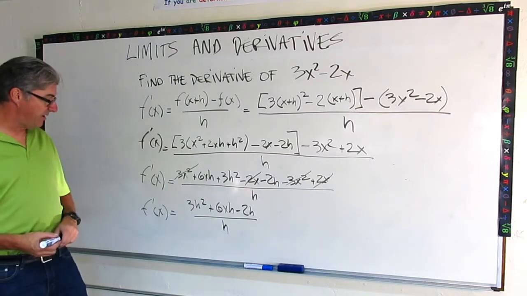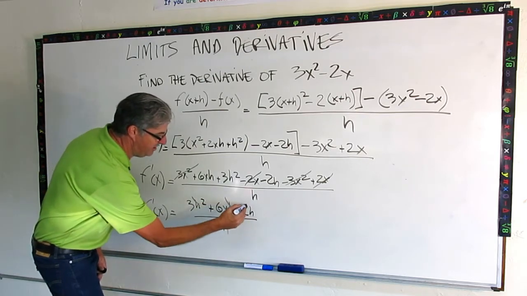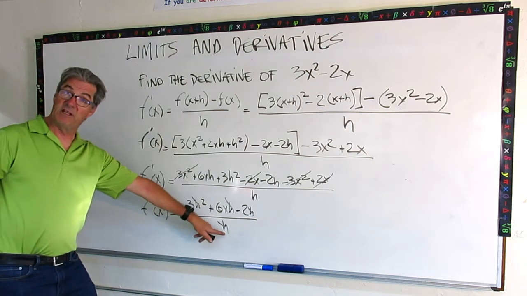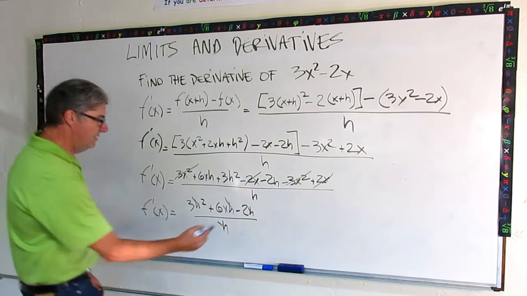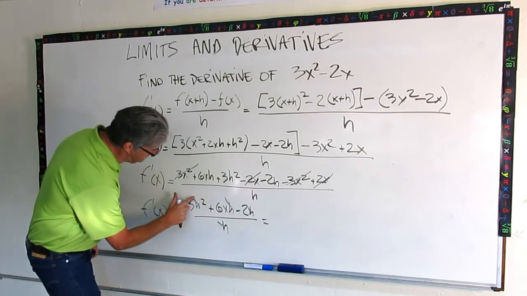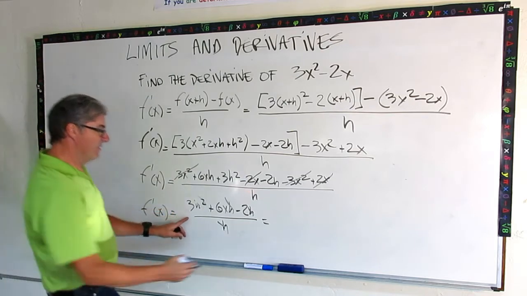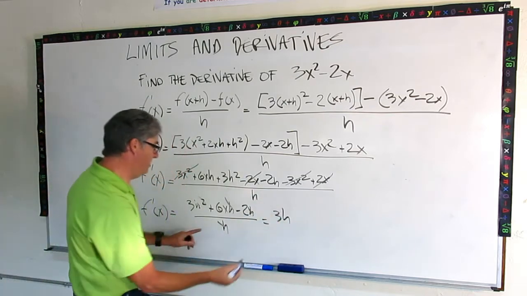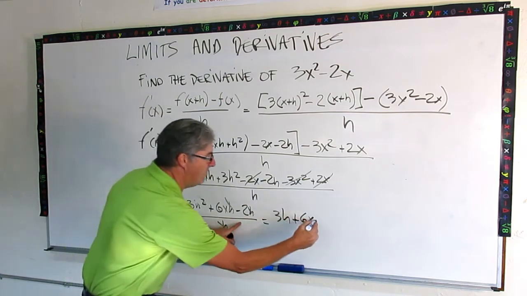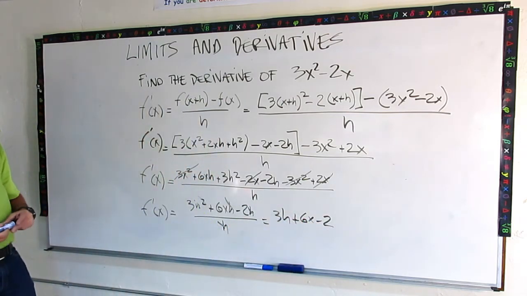Okay, so now we can start canceling. I've got an h, an h, an h, and an h. So that's great. We canceled the h out of the bottom, so we can evaluate our limit as h approaches 0. So this is just going to end up being, actually, I don't cancel the h here. I did that before. I canceled the squared there. So we have 3h plus 6x minus 2. So there's our pretty simple function.